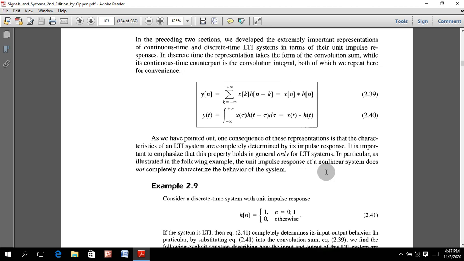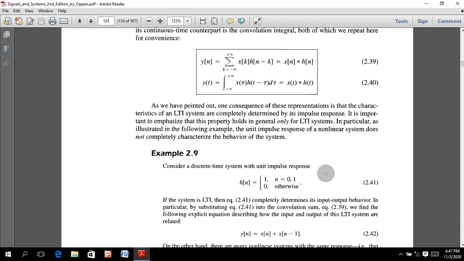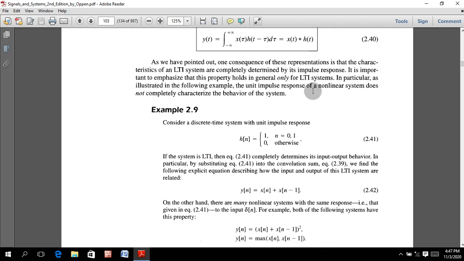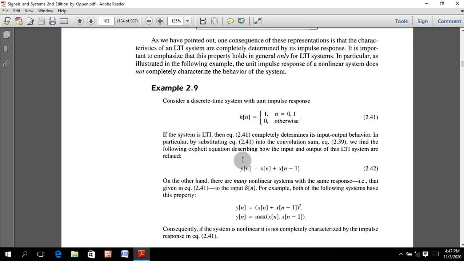So that's why we have taken a linear time invariant system. Now if we consider a non-linear time invariant system, what do we have? First, this is the constant discrete time system with the unit impulse h of n equal to 1 for n equal to 0 or 1, otherwise the value will be 0. If the system is LTI, then equation 2.39 completely determines its input output behavior; in particular, by substituting equation 2.41, the equation is this.